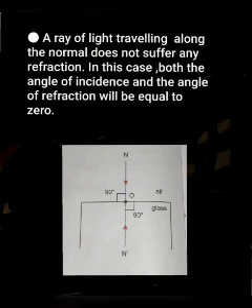A ray of light traveling along the normal does not suffer any refraction. In this case, both the angle of incidence and the angle of refraction will be equal to 0.